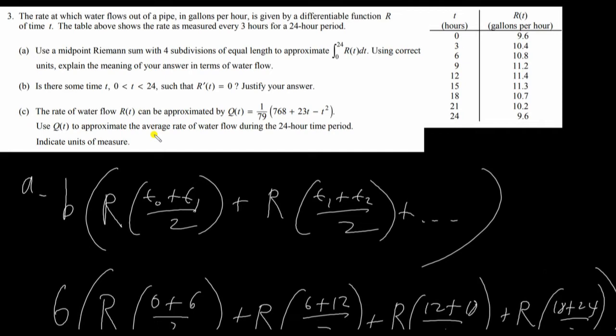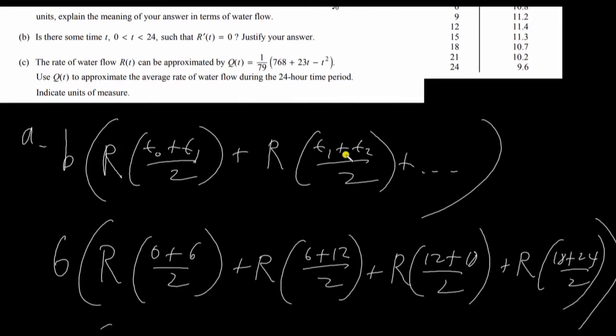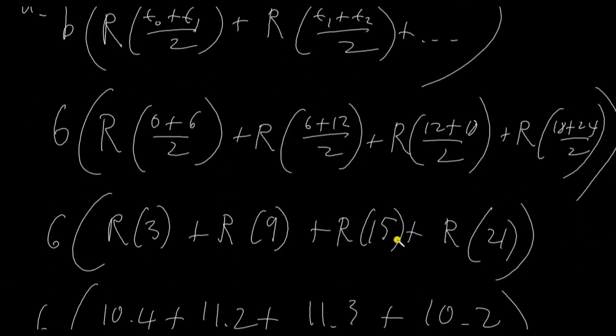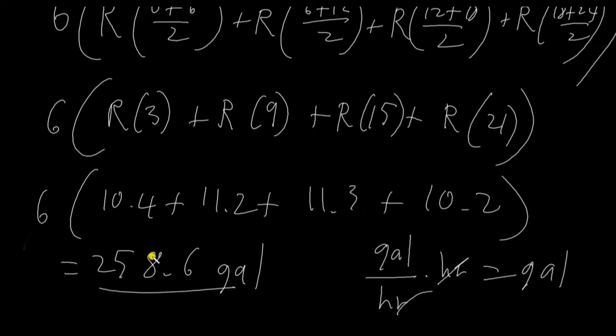So if we wanted to write that out, we'd say the integral is the approximation of the total water flow in gallons from the pipe in the first 24 hours. And we did use correct units because the units would be gallons, right? So that was that. In terms of points, we'd get 1 point for setting up the Riemann sum, like so, and another point for the answer at the bottom. That was part A. Let's look at part B now.